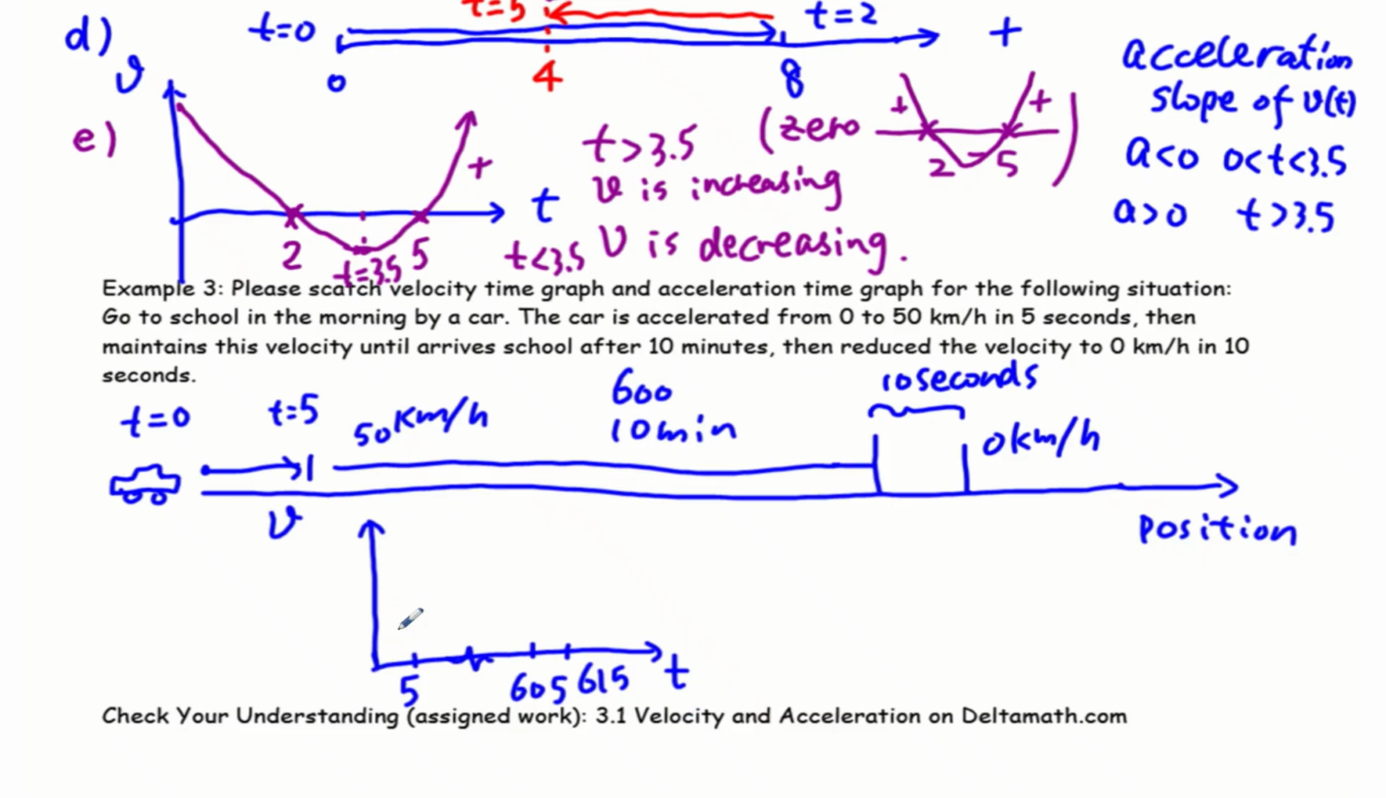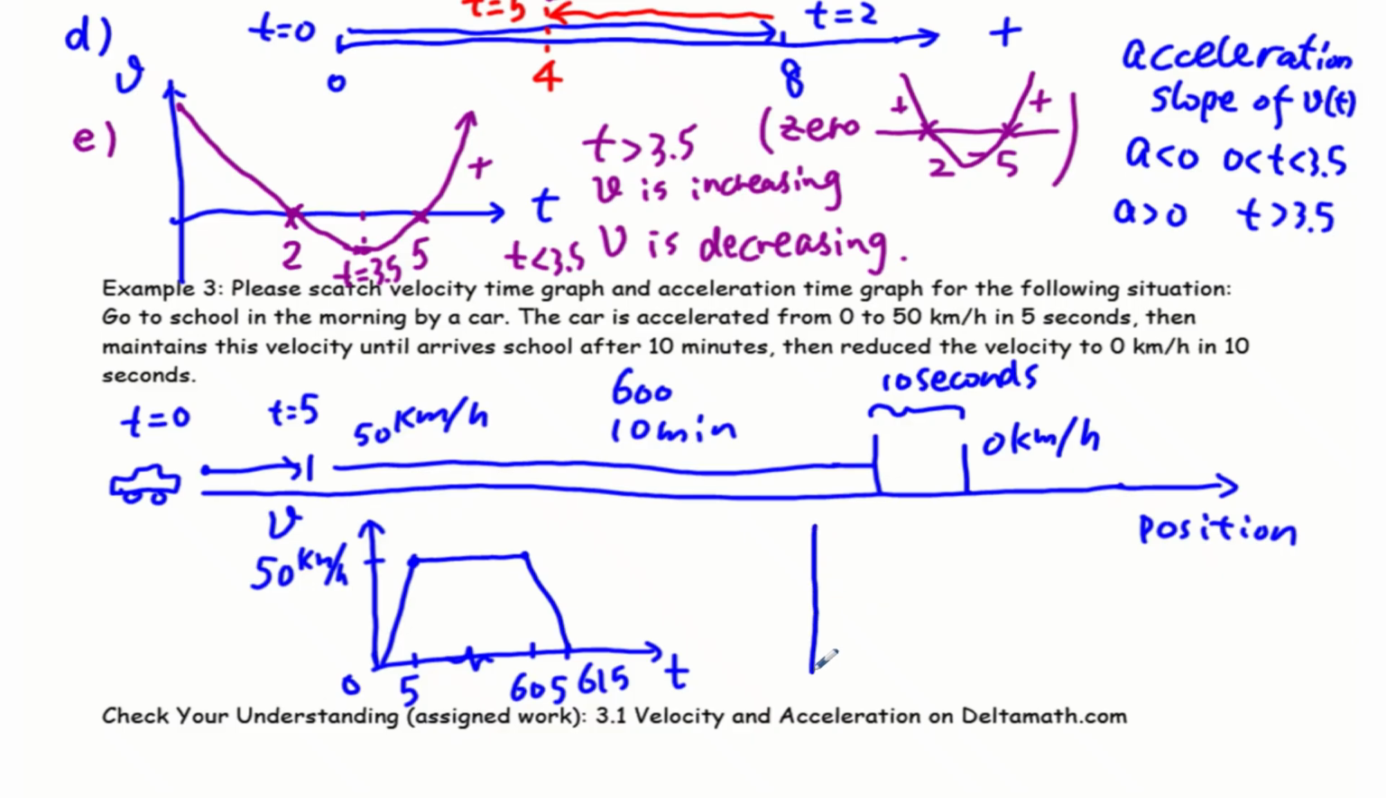So from 0 to 5 seconds, the speed goes up to 50 km per hour. From 0, it jumps to 50 km per hour. Then it drives for 600 seconds, maintaining this speed. And after that, in the last 10 seconds, the speed goes from 50 to 0. So this is our velocity-time graph.